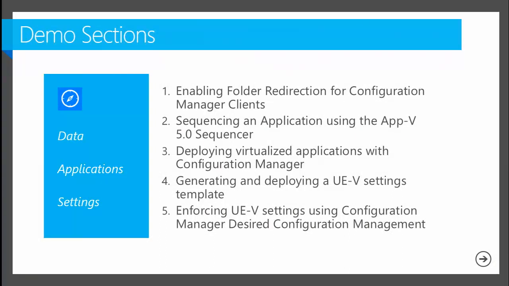We're going to enable data to be roamed using Configuration Manager settings. We're going to sequence an application. We're going to create a virtual application package using the AppV 5.0 sequencer. We're going to take that application, we're going to deploy it with Configuration Manager.